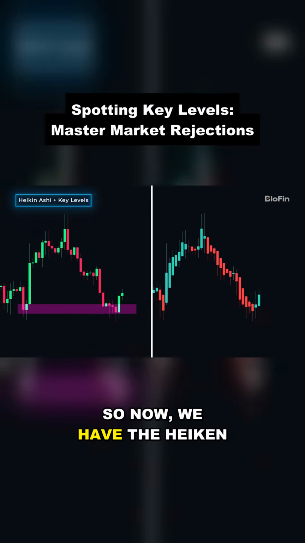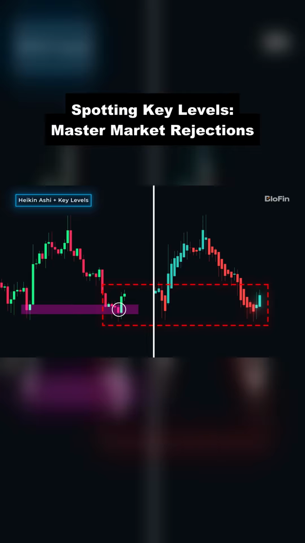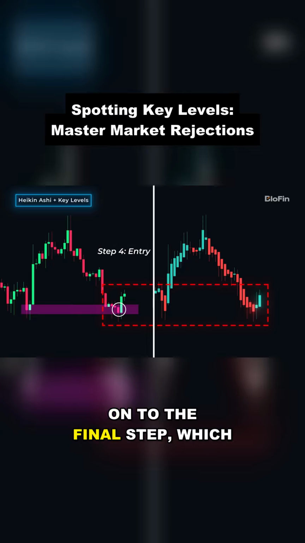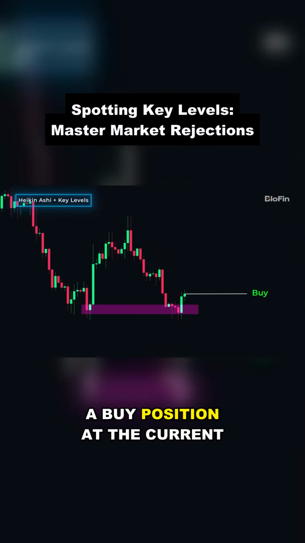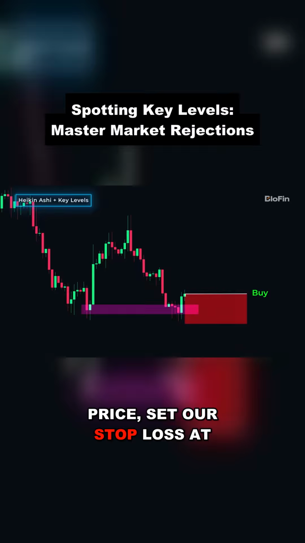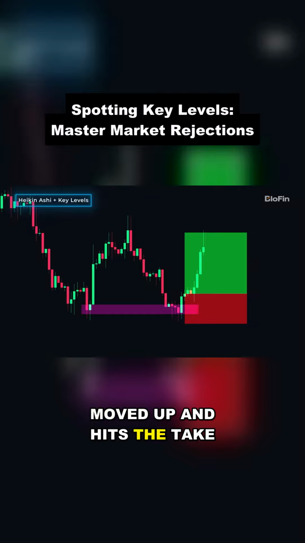So now, we have the Heikin Ashi confirming a potential trend change while the price is at support, which means we can now move on to the final step, which is the entry. For our entry, we can place a buy position at the current price, set our stop loss at slightly below the support level, and set our take profit at 2 times the size of the stop loss. And as you can see, price moved up and hits the take profit target.